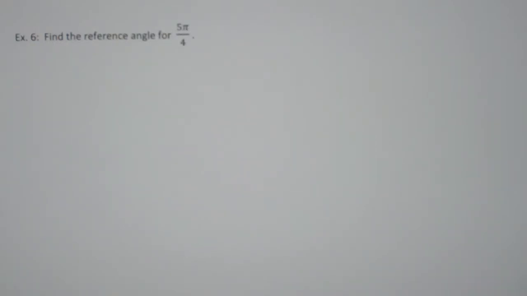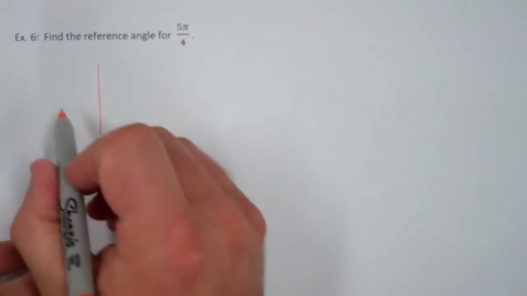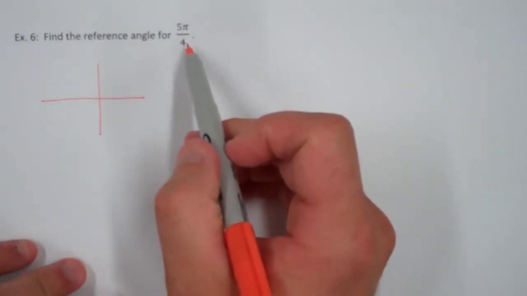In example 6, we need to find a reference angle for 5 pi over 4. And a reference angle is different than a coterminal angle. So all of the previous examples were dealing with those coterminal angles. But now what we need to do, and I'll draw you a little picture here, is we need to find this reference angle for 5 pi over 4.